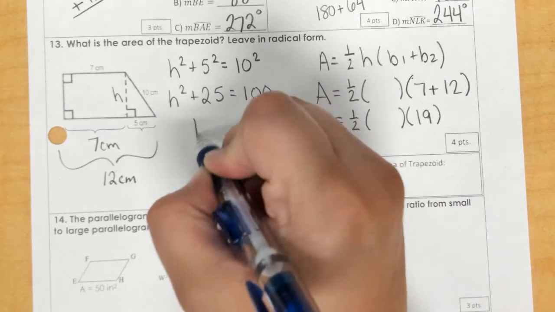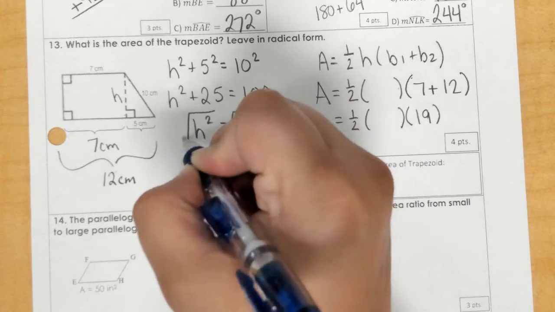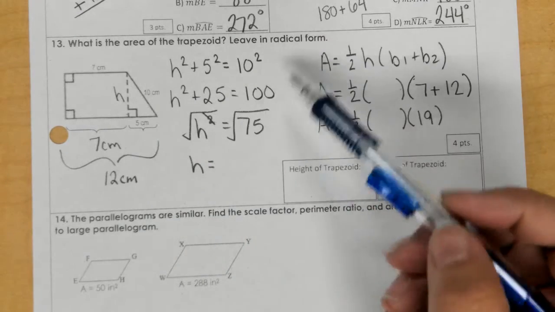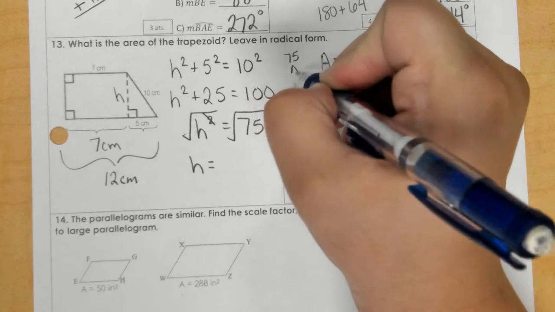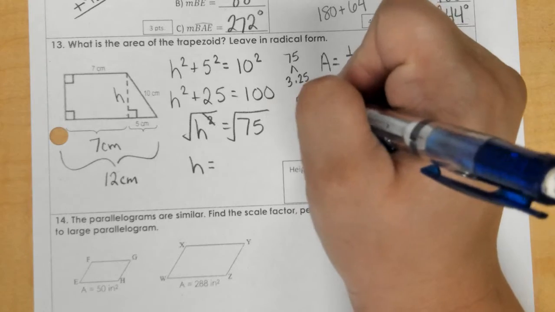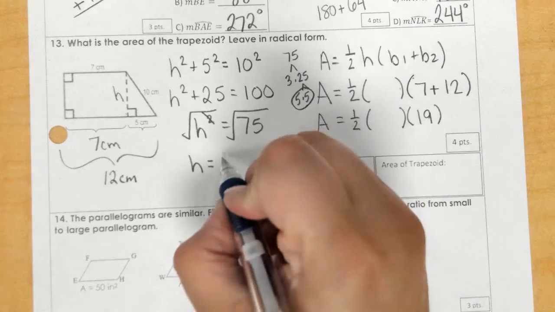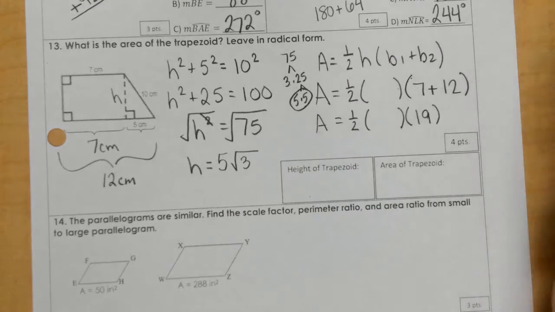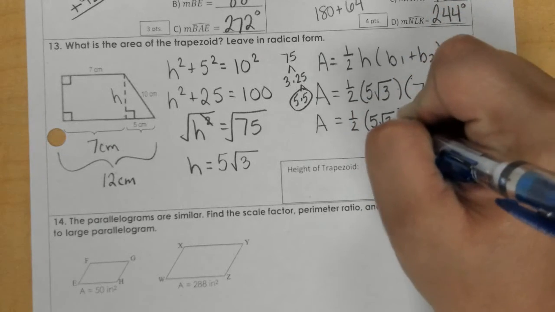So if I subtract 25, I get 75. And I have to square root both sides. But it says in the directions to leave in radical form. So 75 can break down to 3 and 25. And then 25 can break down to 5 and 5. That is a pair of 5s on the outside and a leftover 3 on the inside. So that means that my height is 5 radical 3.